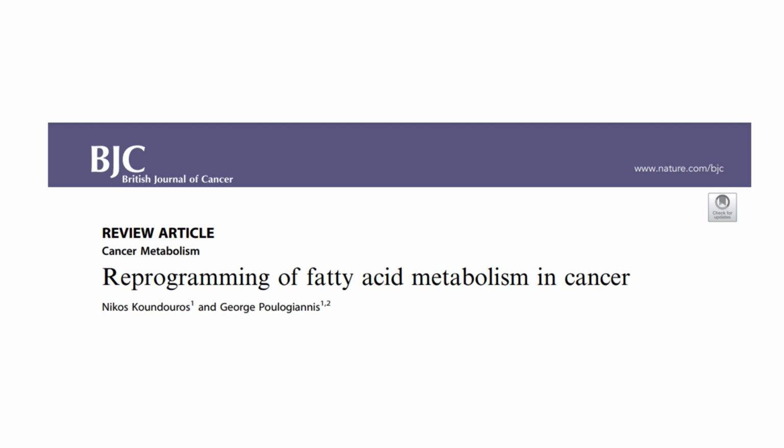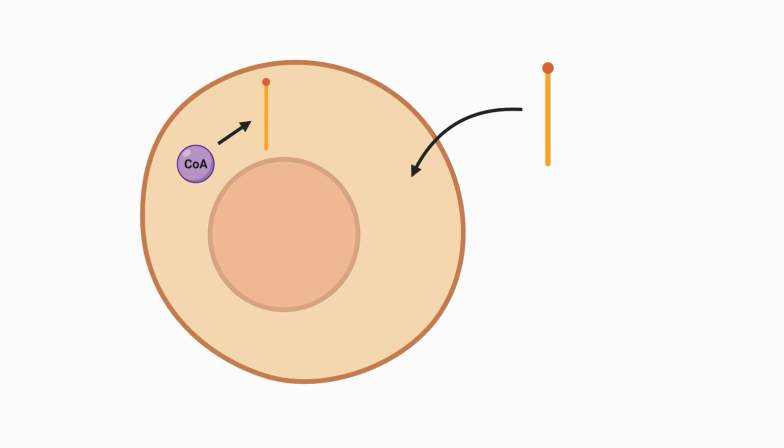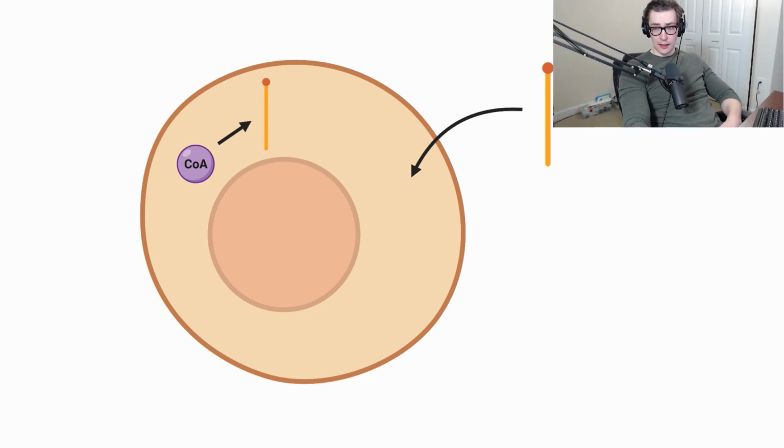All right, so to start things off here, I'm going to give you, like I said, a bit of background. So here we've got just a regular cell, and there are two initial ways that fats are important to cells.